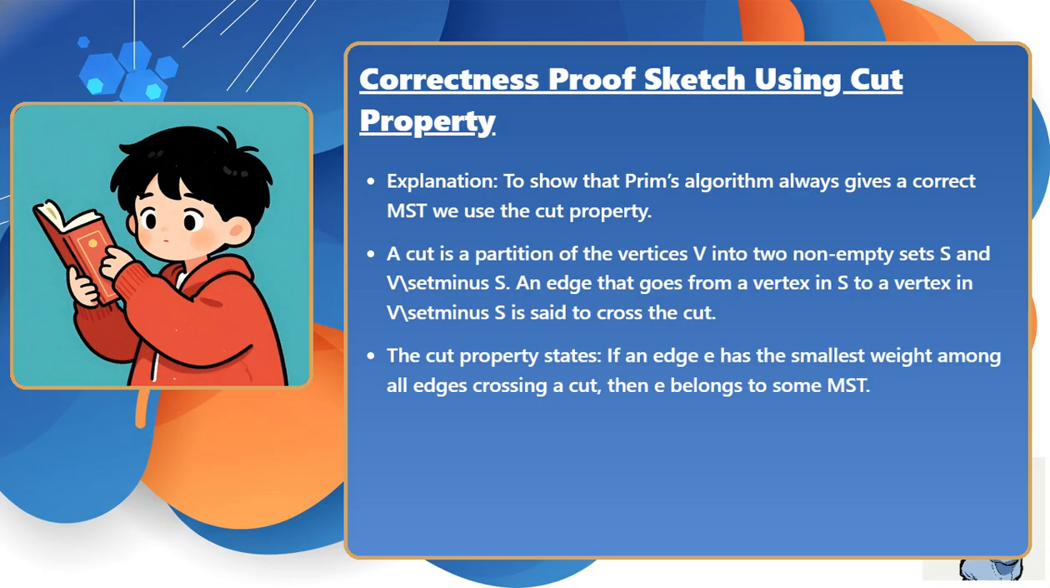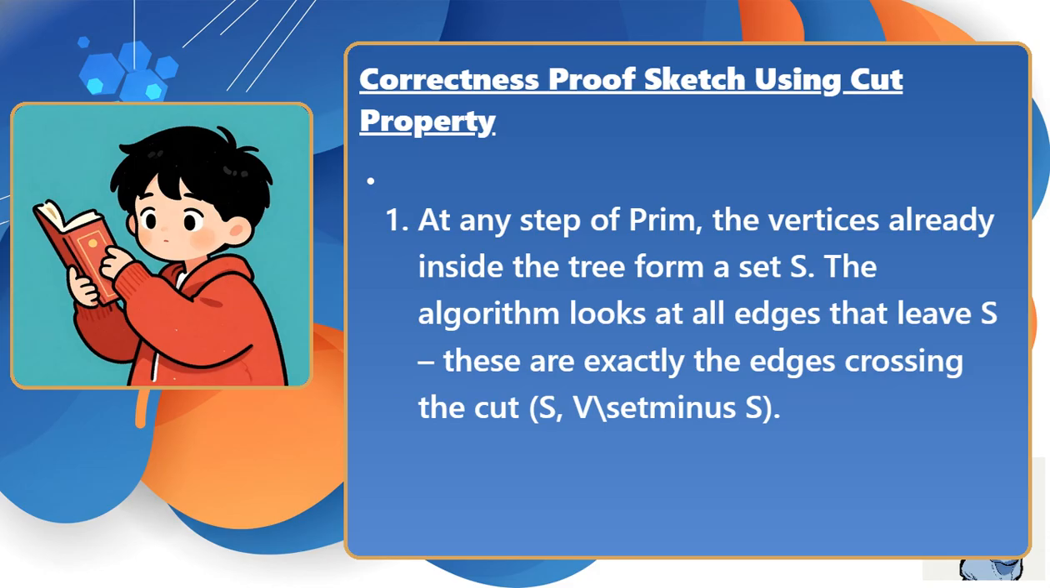The cut property states: if an edge E has the smallest weight among all edges crossing a cut, then E belongs to some MST. Proof sketch for Prim. 1. At any step of Prim, the vertices already inside the tree form a set S. The algorithm looks at all edges that leave S. These are exactly the edges crossing the cut (S, V minus S).